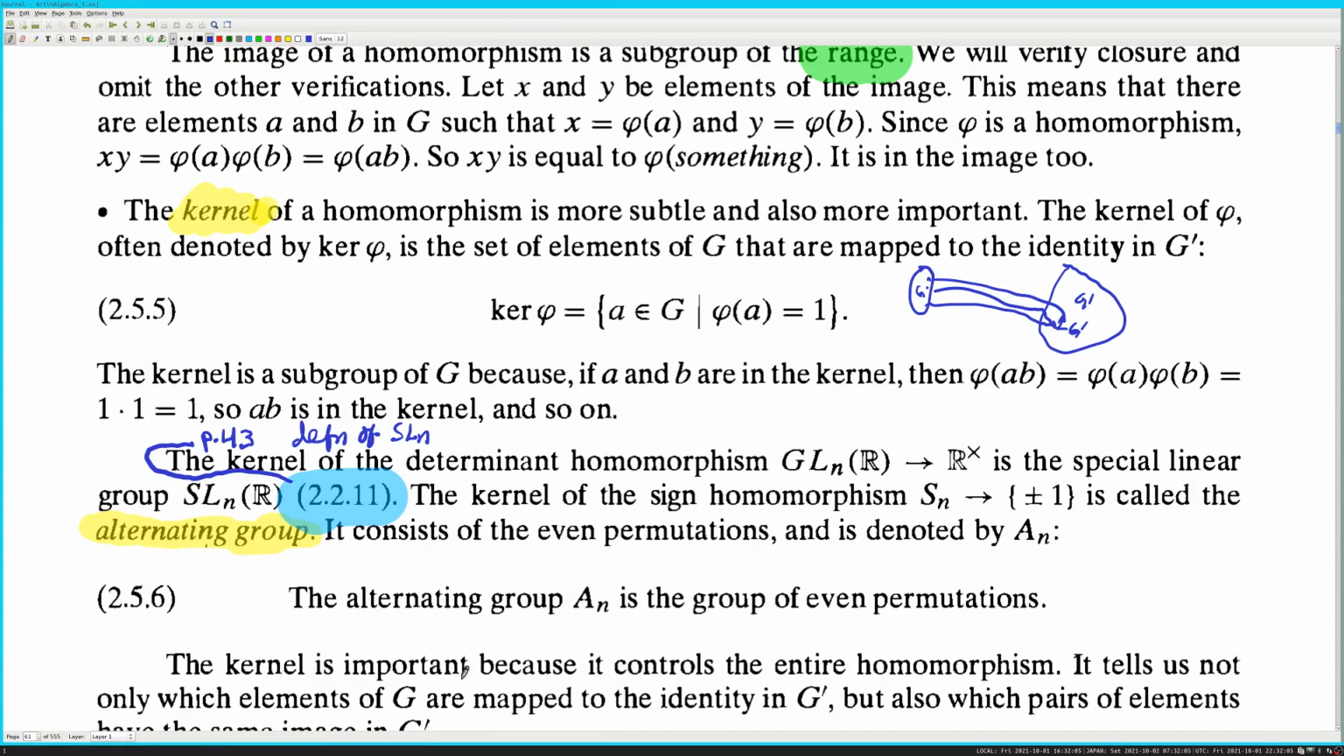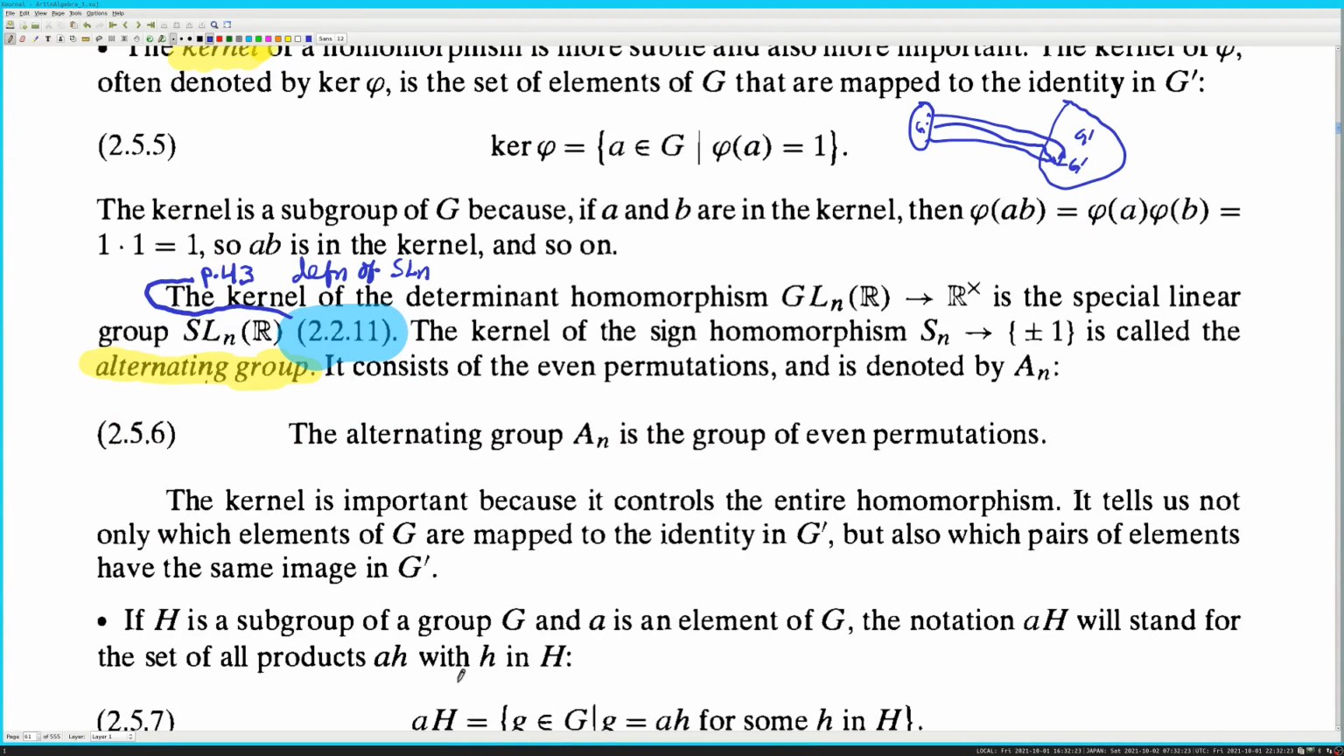The kernel of the determinant homomorphism is the special linear group. It's everything that goes to 1. The kernel of the sign homomorphism is the alternating group. It's even permutations, denoted by A_n. Okay, yeah.